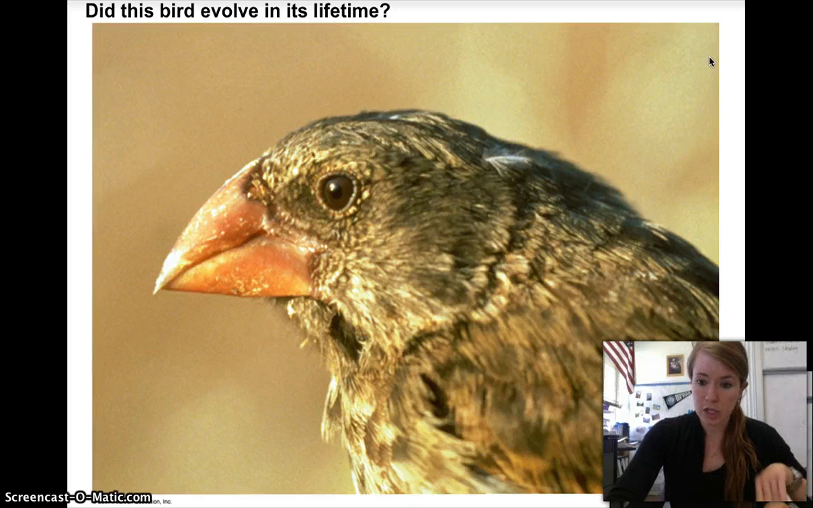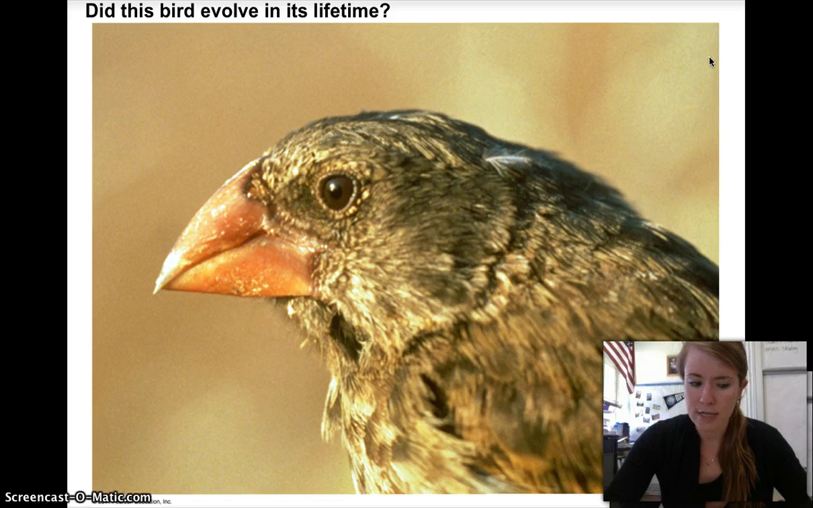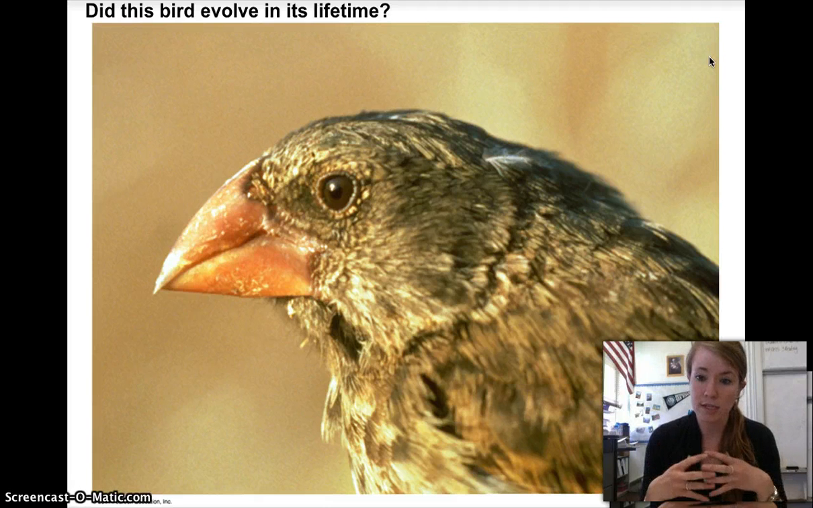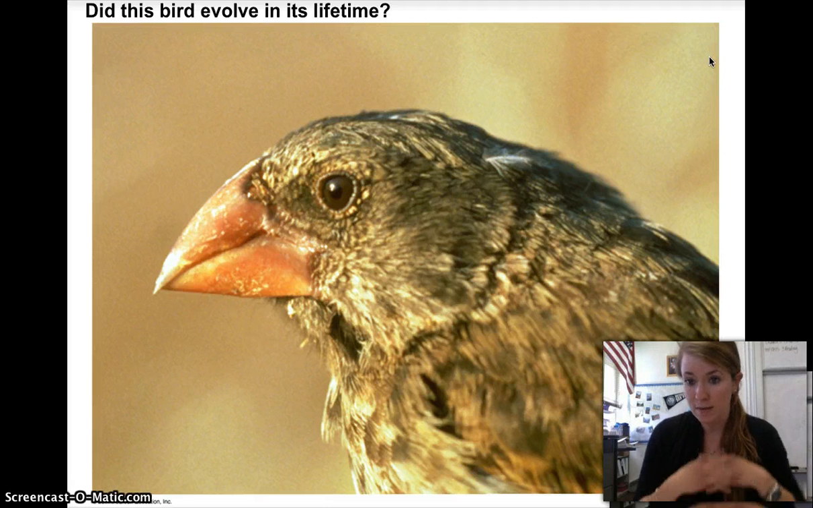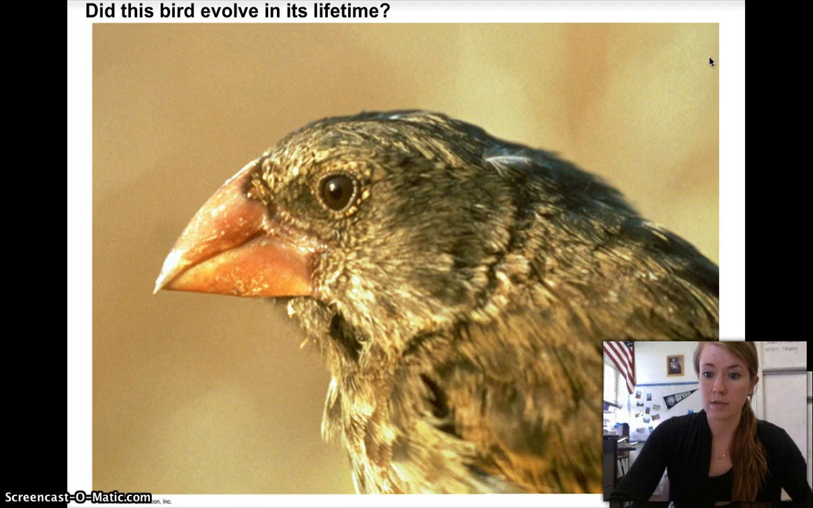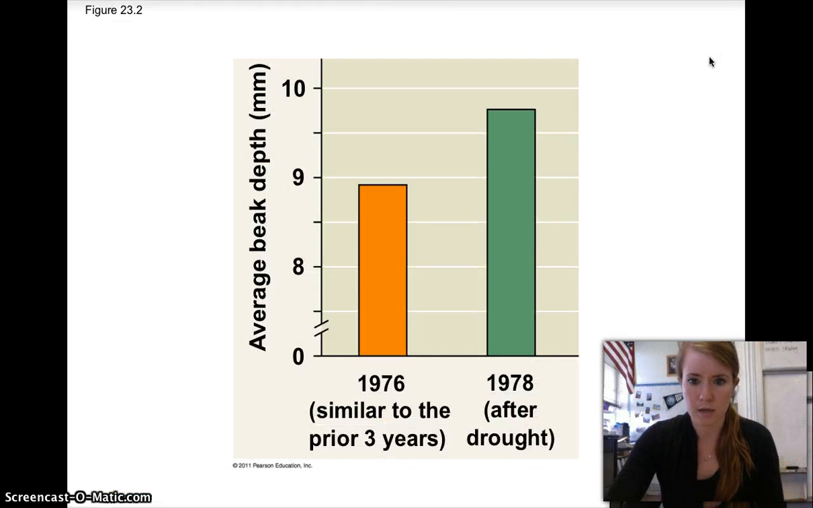There's this picture at the beginning of your chapter, and it says, did this bird evolve in its lifetime? So was there evolution actually happening to this bird in its lifetime? And the answer is no. What happens is evolution acts on the population as a whole, and whichever organisms in that population pass on their genes to the next generation, that's when evolution happens. So the genes that are passed on are the ones that are going to form the next several generations. So that's what we're talking about.